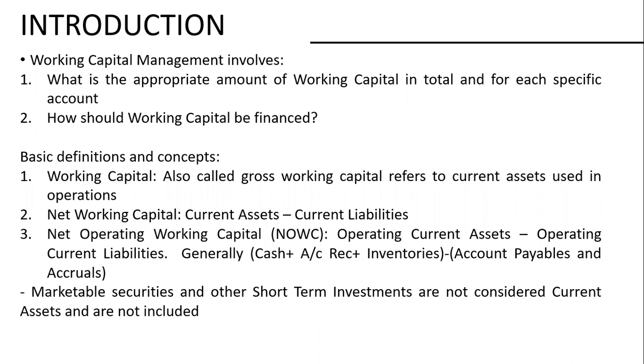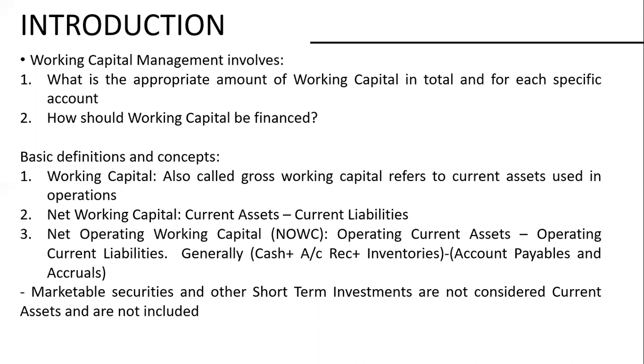Working capital, also known as gross working capital, refers to current assets used in operations. Current assets, for example, include cash and accounts receivable. We've discussed before that cash flows are very important for companies. Many times companies have to borrow cash from banks just to run their normal operations. This is an example of working capital.